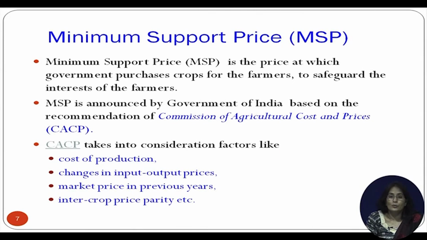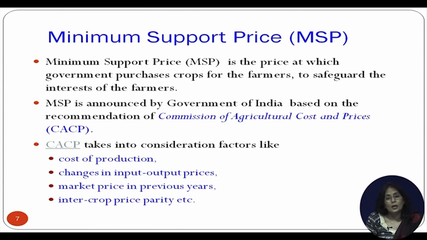It takes into consideration quite a lot of factors. Some of the important factors which it takes into consideration is the cost of production. So if the seed cost, the fertilizer cost and all that has gone up, it takes into account the cost of production. It also takes into consideration the market price in the previous year, and also ensures the intercrop price parity. So whatever last year's price it had paid, it also tries to maintain some kind of parity with the last crop year production.